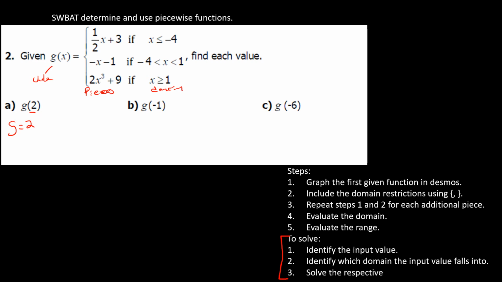Okay, let's check the last domain. x is greater than or equal to 1. Well, 2 is greater than or equal to 1. So we're going to identify it as this domain, x is greater than or equal to 1. So then we would say g of 2 is equal to 2 to the third plus 9. So g of 2 equals 2 times 2 to the third, which is 2 times 2 times 2. So 2 times 2 is 4, times 2 is 8, plus 9. So g of 2 equals 2 times 8 is 16, plus 9. g of 2 equals 16 plus 9, which is 25.